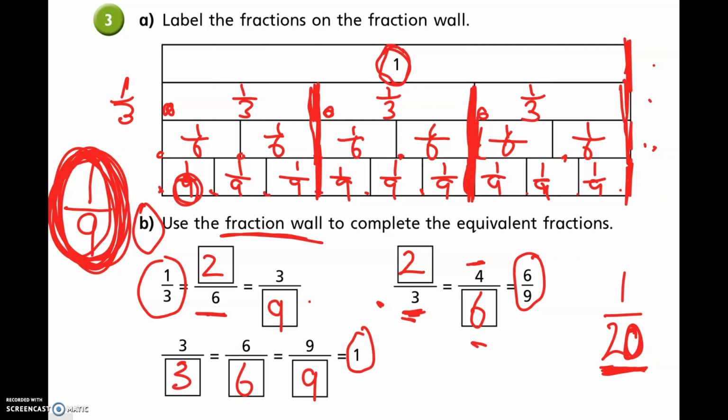So we always get the same number on the numerator, that's the top number, as we do on the denominator when you've got one whole one.